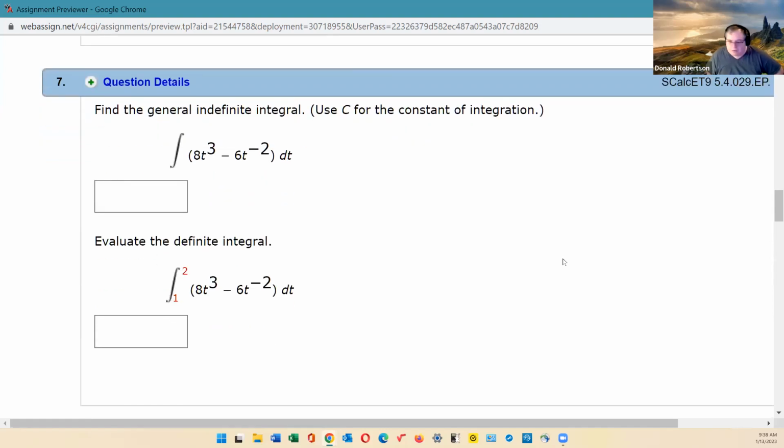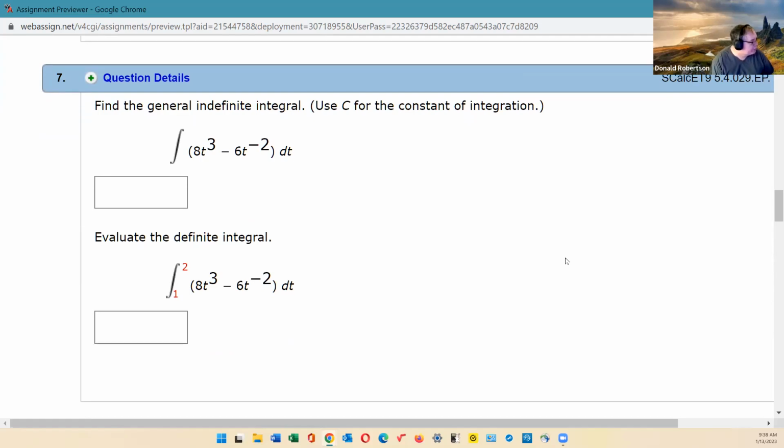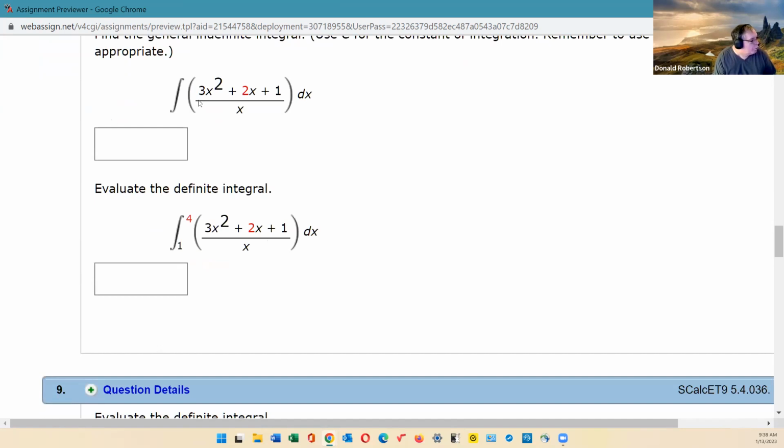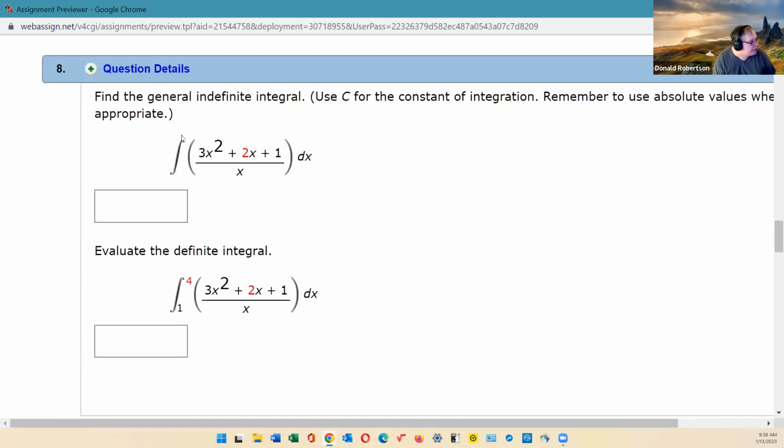Okay. Since we're here, let's just talk through some questions. Question 7 is good to go, isn't it? You can just find the antiderivative using the power rule. Nothing else to do there. What would I change in question 8? How would I alter this so I could find the antiderivative?